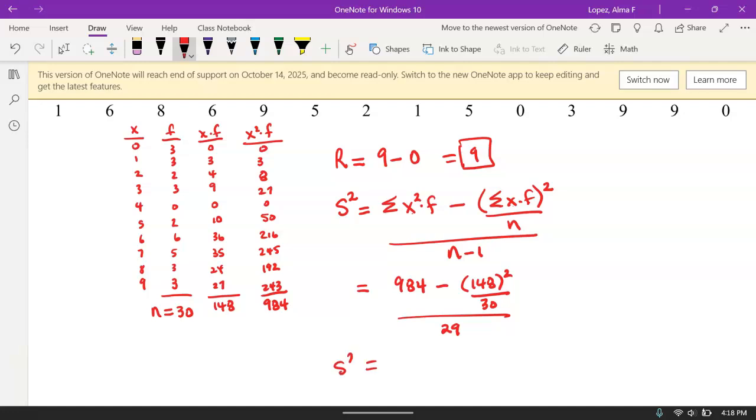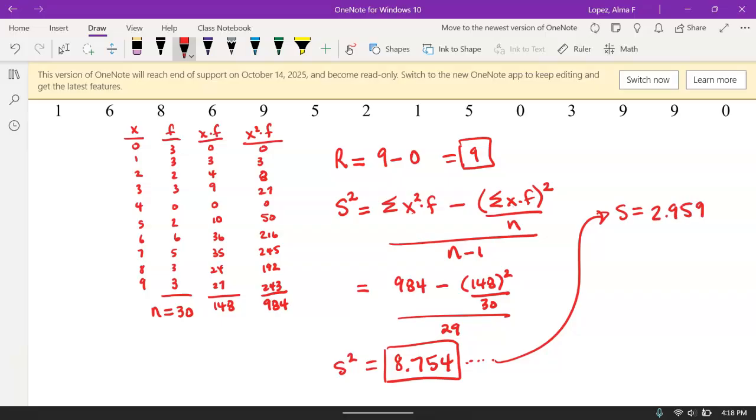So our S squared, our variance, is going to be 8.754, and so on. This is all I want in your answer. If for some reason you were asked to calculate the standard deviation, you would take the square root of the entire decimal that's in your calculator, and that would be 2.959. In class, we'll go over our calculators and how to make that happen.